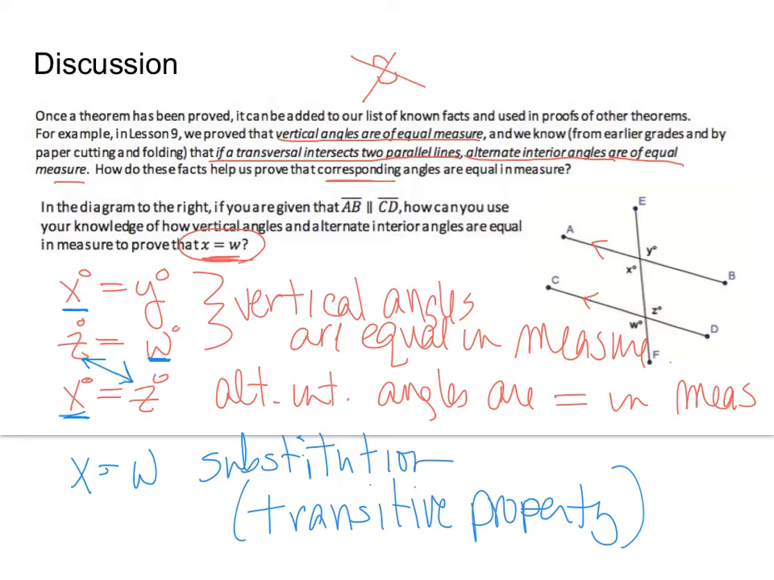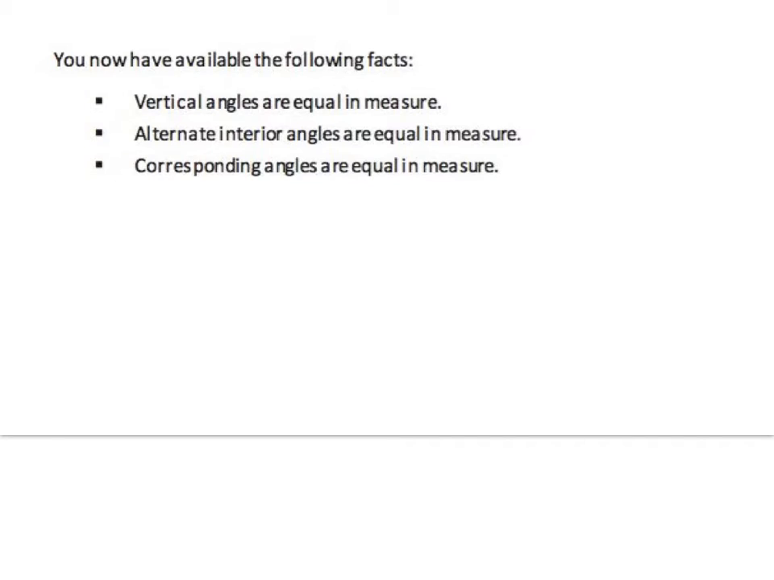Cool. So we have the following facts. These are in our pocket of tools. Okay, our facts that we are able to use all the time are vertical angles, alternate interior angles, and now we know that corresponding angles are equal because we just proved it. So those are things that I can say without further proof because I've proved them in the past. And that's just what we said. So we have these available facts. Vertical angles are equal in measure, alternate interior angles are equal in measure, and corresponding angles are equal in measure.